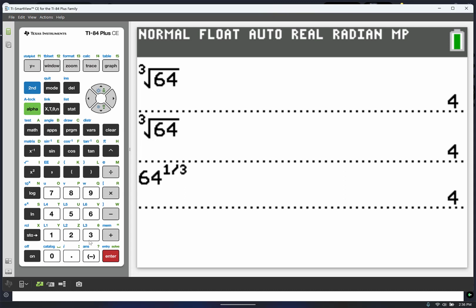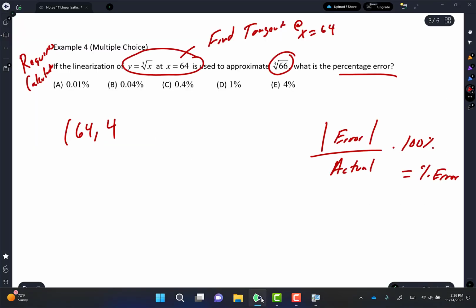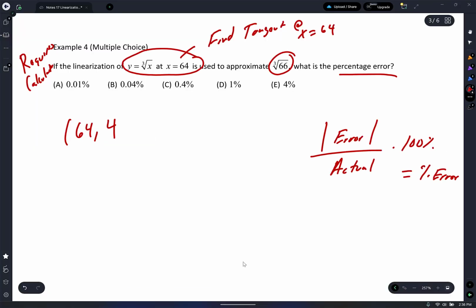There are so many different ways to get this answer. Are we cool, guys? Okay, making sure. All right, here we go. So there's my point. Now I'm going to find my tangent line. So f of x equals x to the 1/3. I already did this derivative earlier.